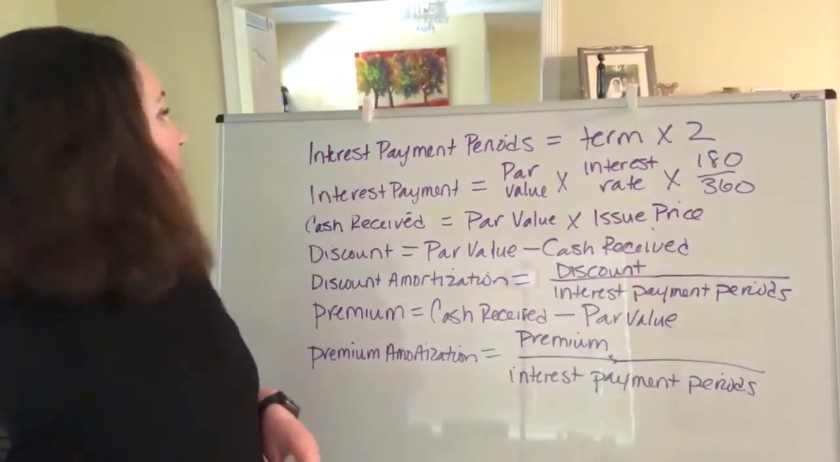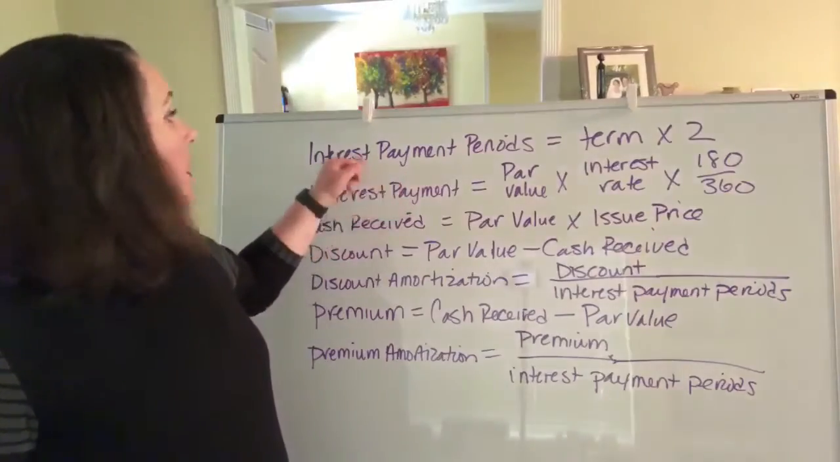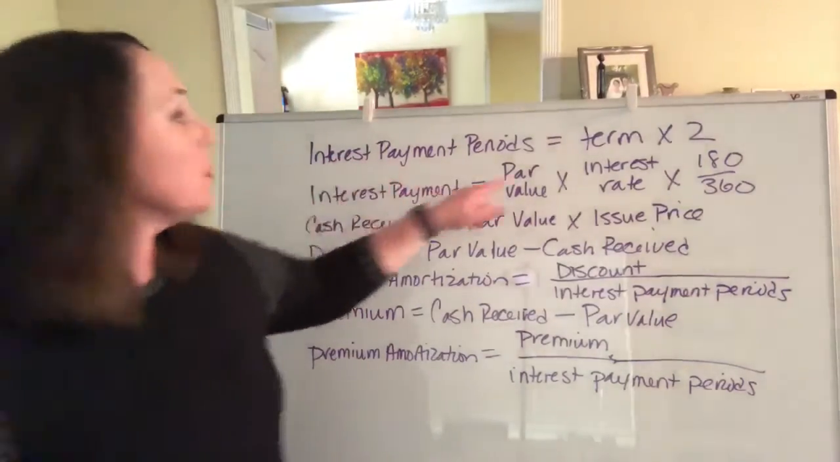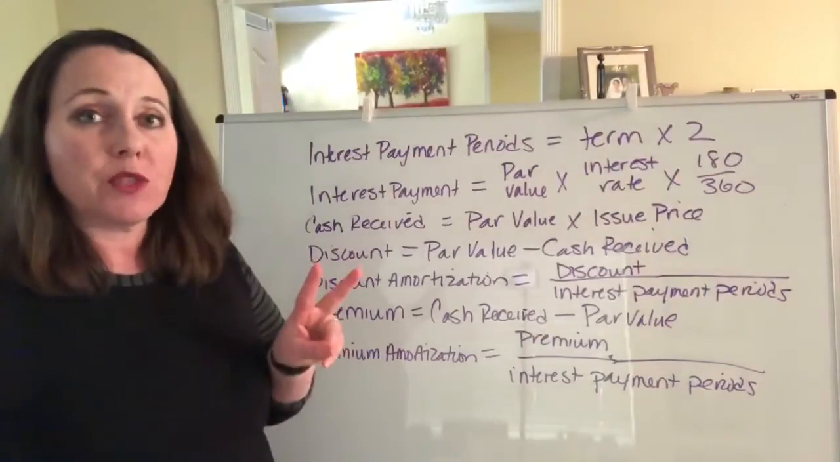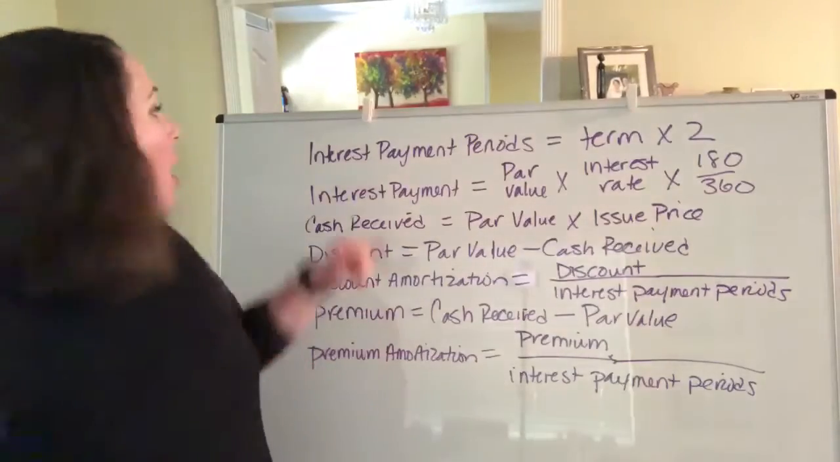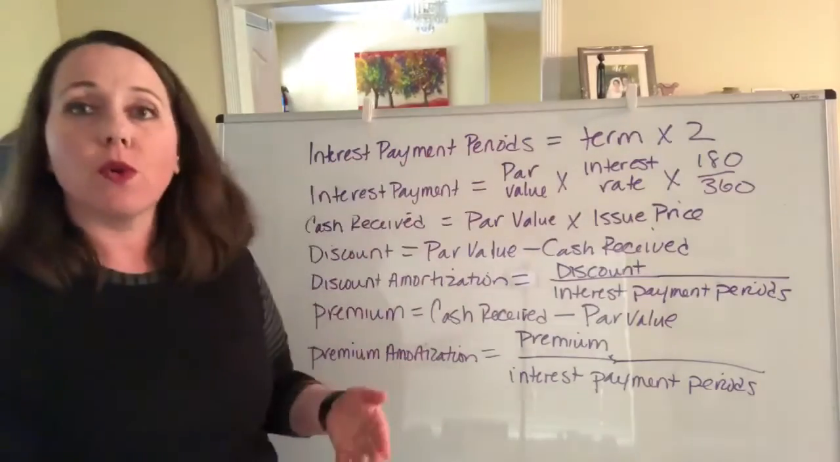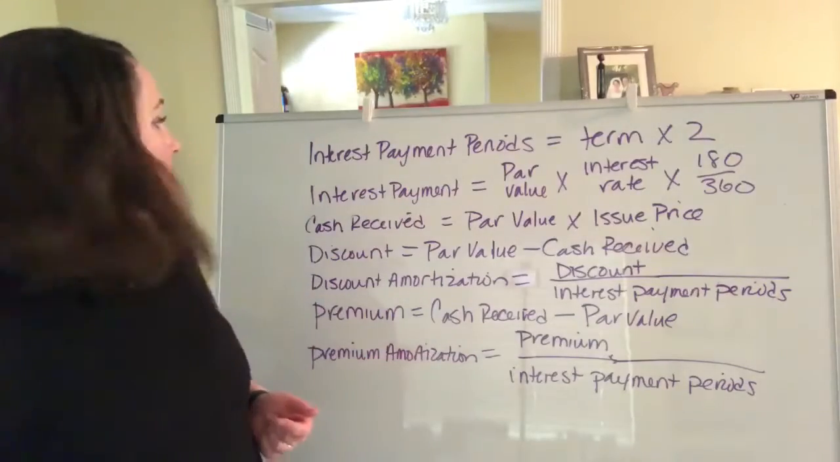Okay, continuing with our formulas. So our interest payment periods, or the number of interest payment periods, equals the term times 2. Times 2 because we're paying interest twice a year, or semi-annually. So if our term is 4 years, our interest payment periods is 4 times 2, or 8. So we'll pay interest 8 times.